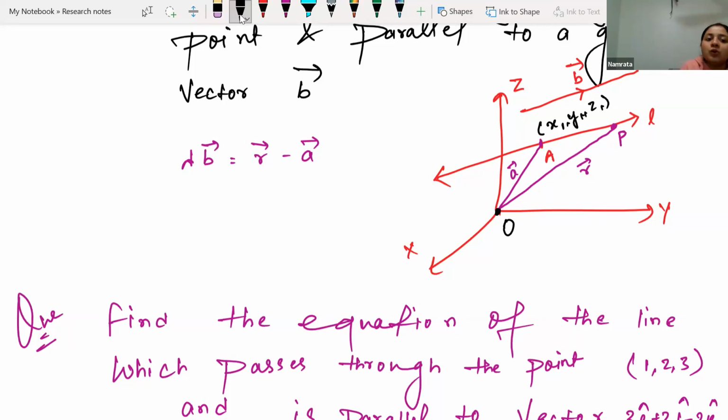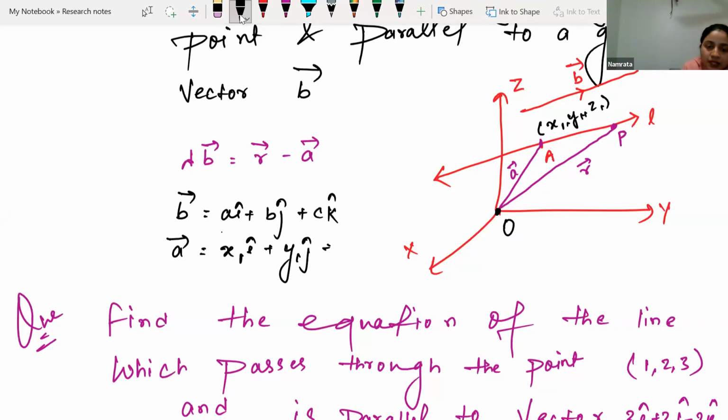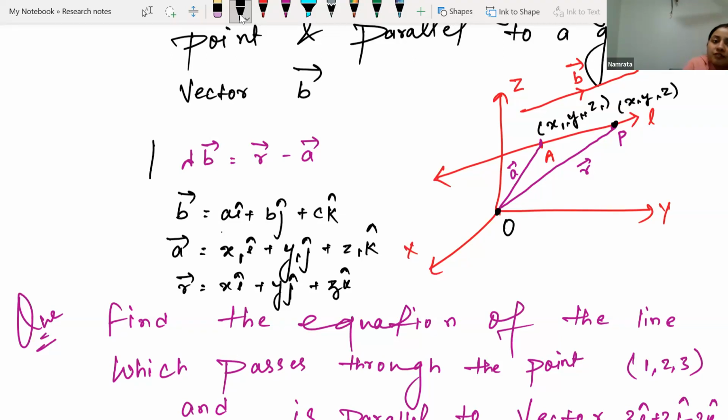So now let's say B can be written as Ai plus Bj plus Ck. A, B, C are the direction ratios over here. A can be written as x1 i plus y1 j plus z1 k. And this R, let's say this coordinate is x, y, z only. So let's say this R can be written as xi plus yj plus zk. Now we will substitute everything in this formula and we will get one relation.